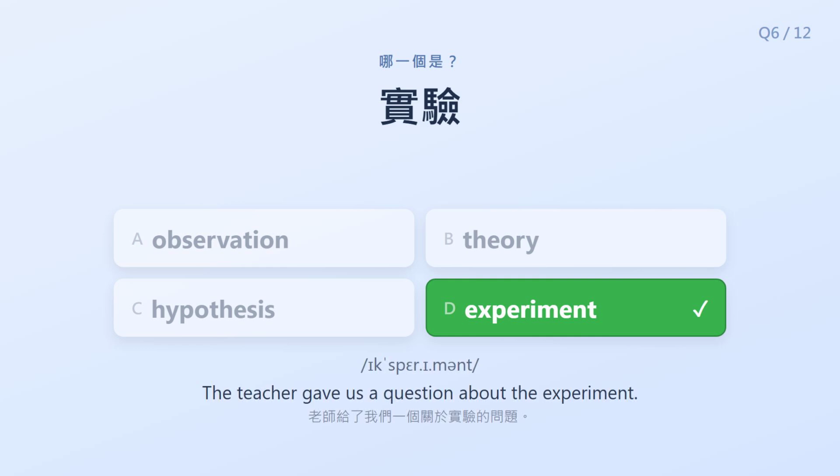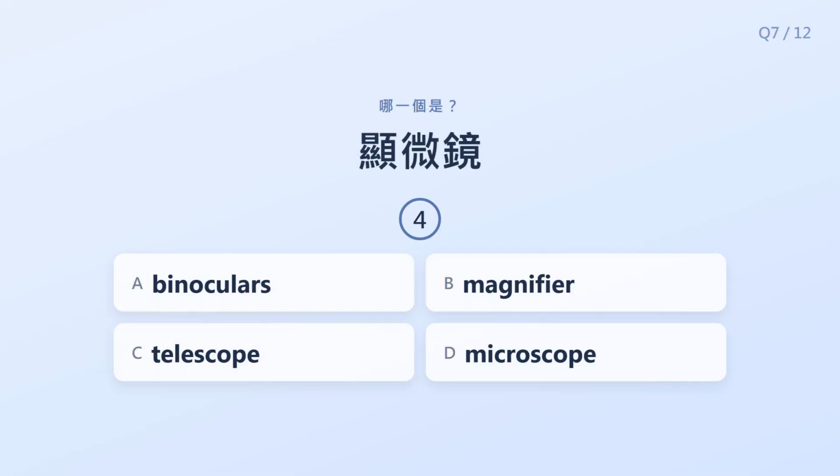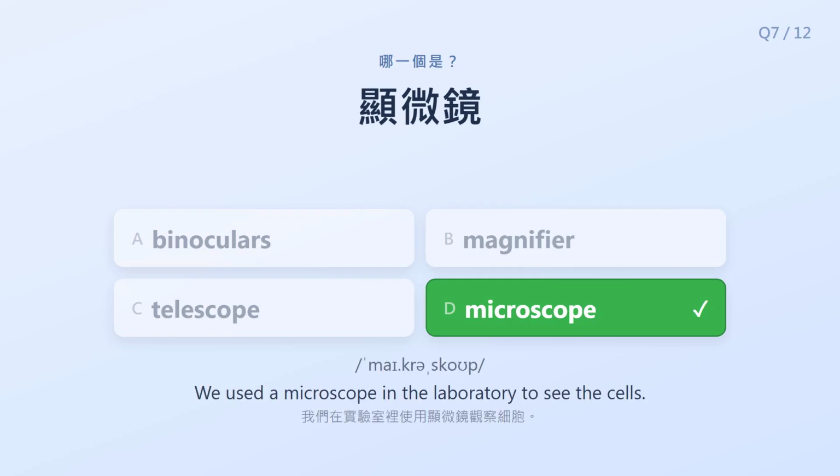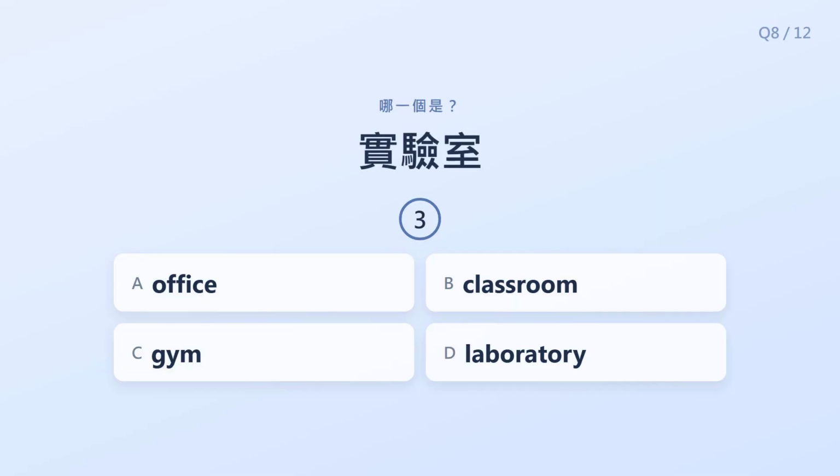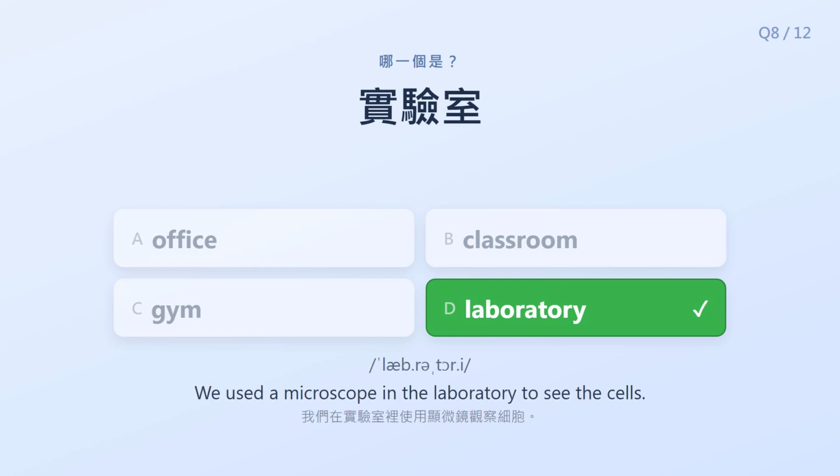Experiment. The teacher gave us a question about the experiment. Microscope. We used a microscope in the laboratory to see the cells. Laboratory. We used a microscope in the laboratory to see the cells.